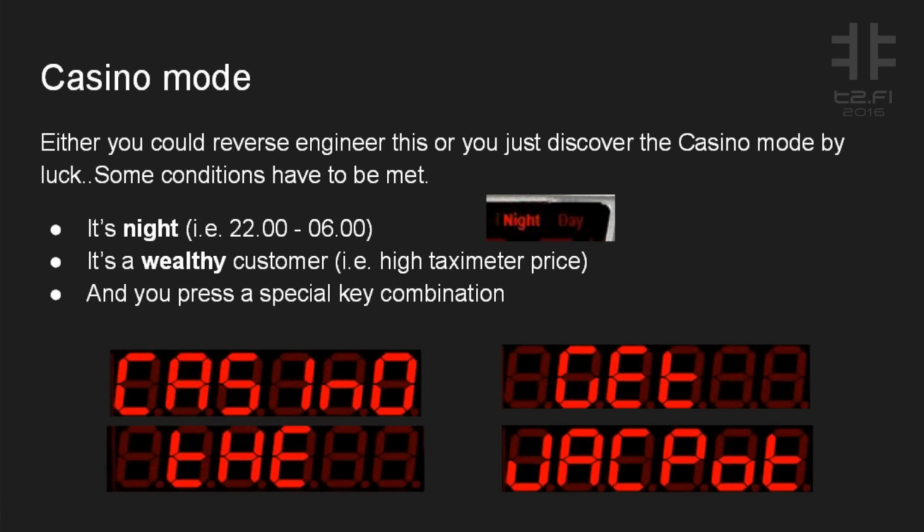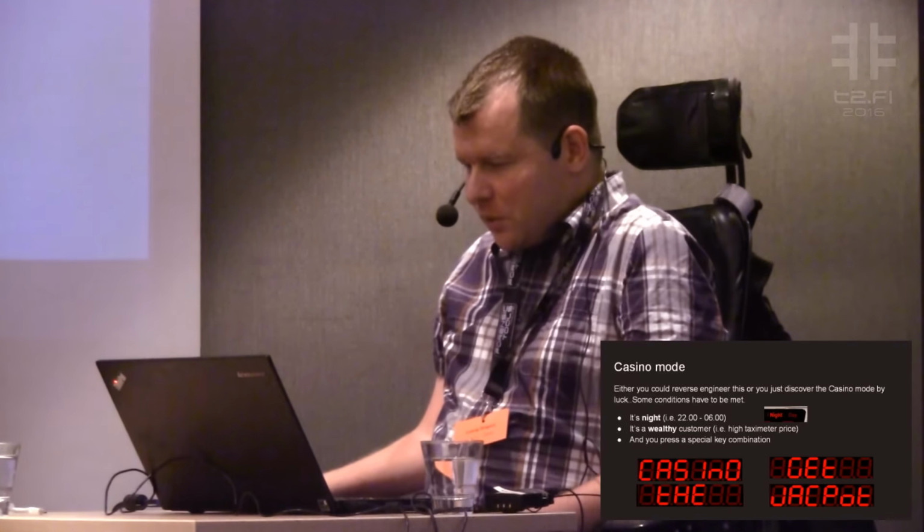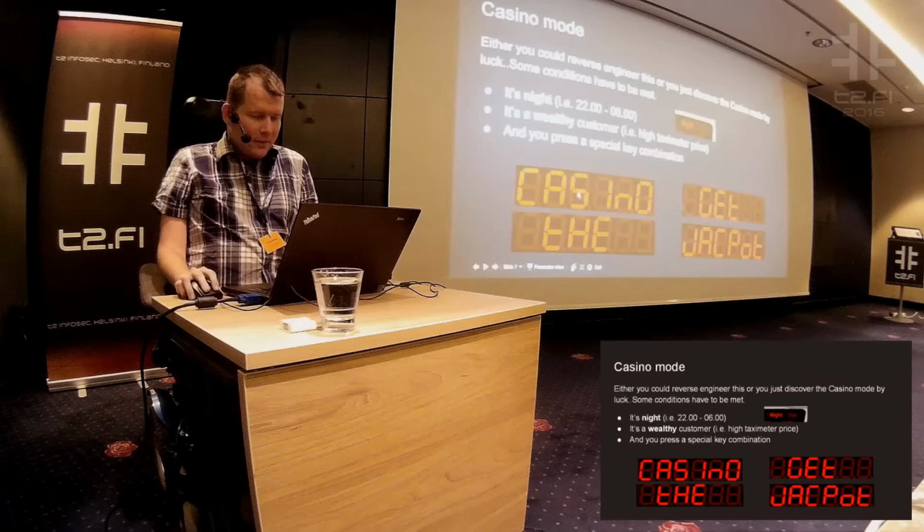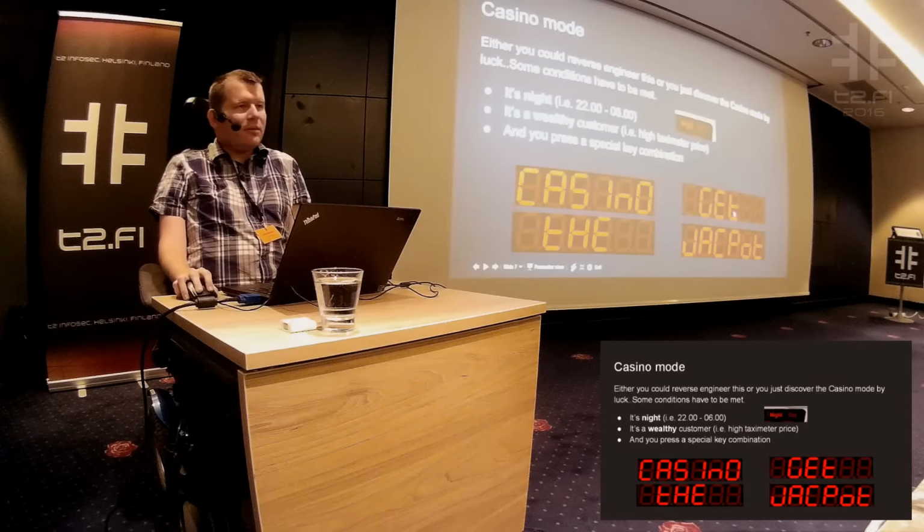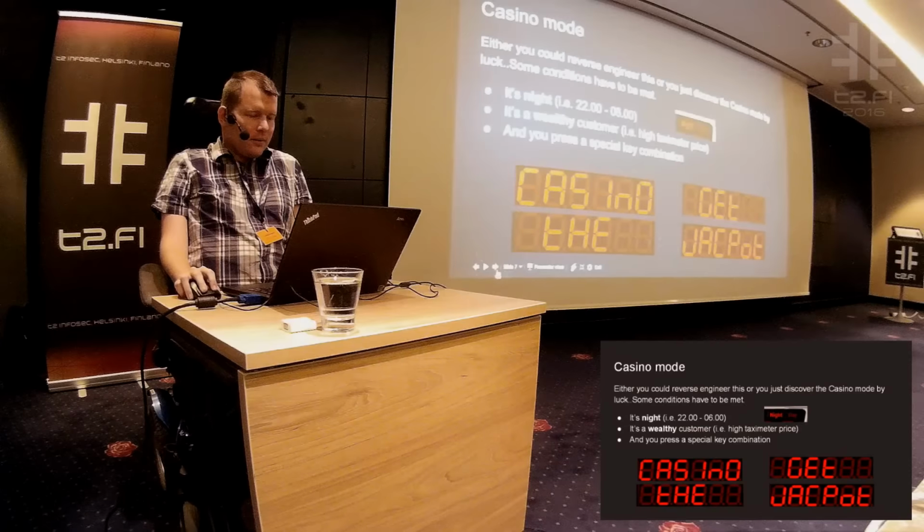So if you set the time to this, and it's a wealthy customer, meaning that the taximeter price is high, so either you have had it running for a while, or you can click on things like give tips, so it becomes a high value, and then you press a key. Then it enters this casino mode. The text kind of gives away what the task is. It says get the jackpot.